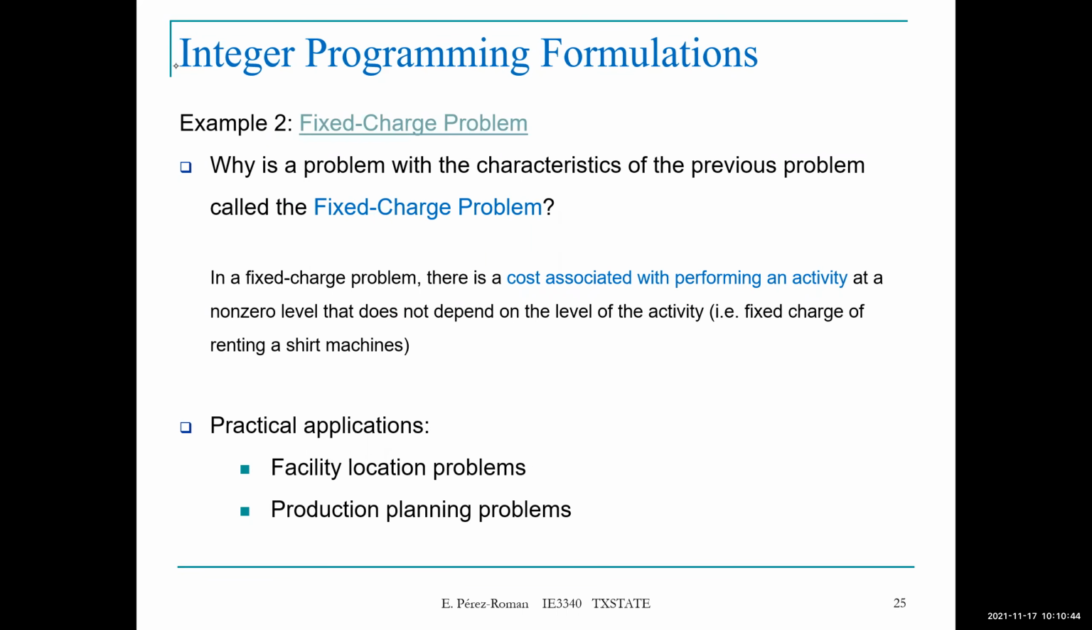Okay, so the fixed charge problem. Why is a problem with the characteristics of the previous problem called the fixed charge problem? In a fixed charge problem, there's a cost associated with performing an activity at a non-zero level that does not depend on the level of the activity, which is the fixed charge of renting a machine. Practical applications include facility location problems. So if you decide to build, then there's a cost associated with that. If you don't build, there's no cost associated with that. And production planning problems like this one, in which you have a cost of a resource if you decide to go with one product, but if you don't make that product, that resource is not used, so you don't have the cost associated with that.